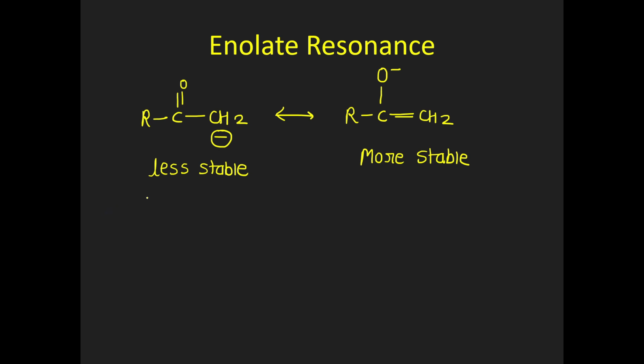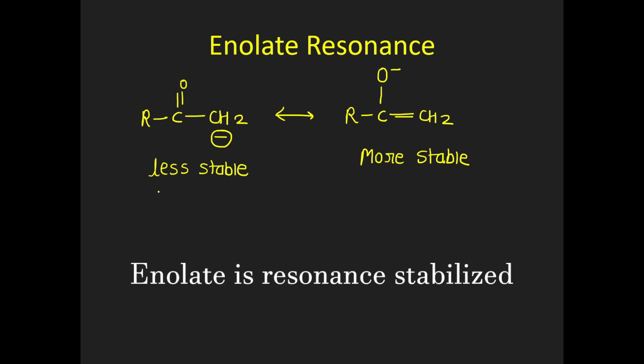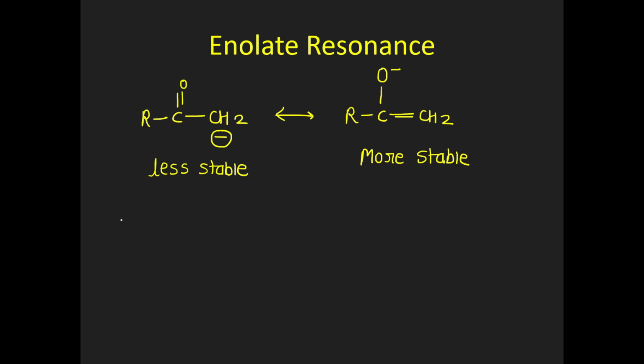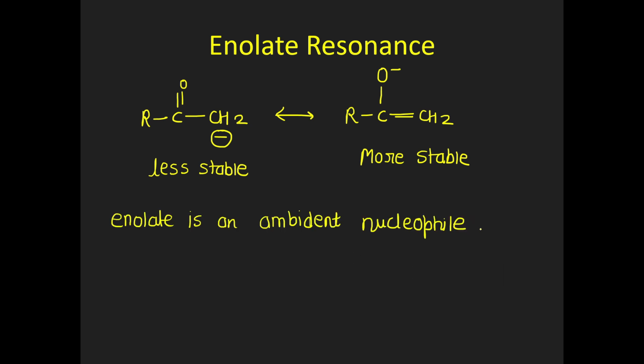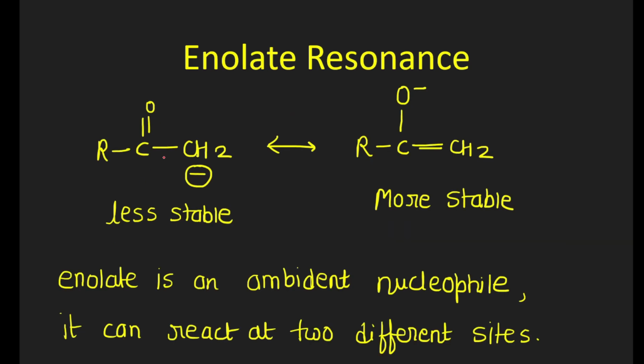Now, the enolate is a resonance stabilized species, and the negative charge is not stuck on the carbon. It moves back and forth, delocalized over the oxygen also. So we say this is a resonance stabilized structure. Actually, enolate is an ambident nucleophile, meaning it can react at two different sites. It can attack on this carbon atom or it can attack on this oxygen. The attack can be made on the two sides, so this is an ambident nucleophile.